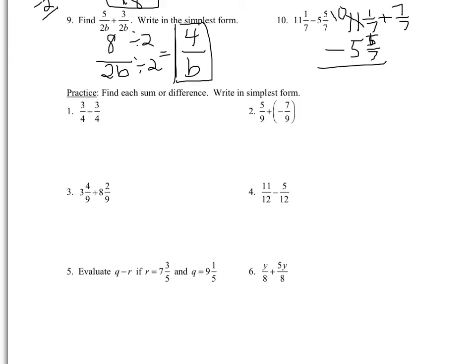We already had 1/7 there, plus the 7/7 we renamed or borrowed gives us 8/7. Now we can subtract: 8/7 minus 5/7 gives us 3/7. And then 10 minus 5 gives us 5. So we get 5 and 3/7. So I really like to set up subtracting of mixed numbers vertically in case I have to do this borrowing. It makes it easier for me to see that.